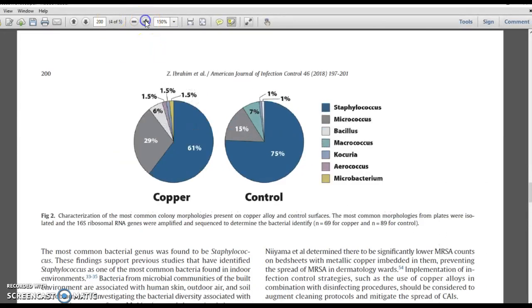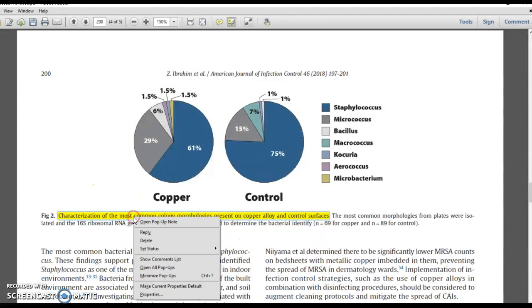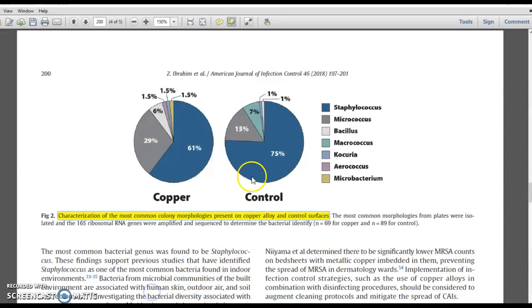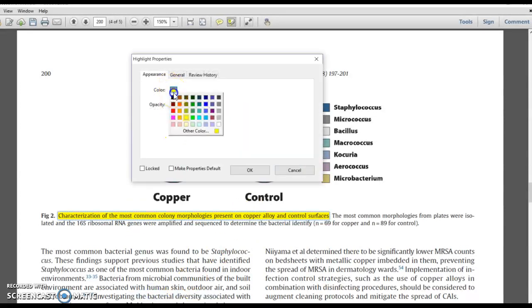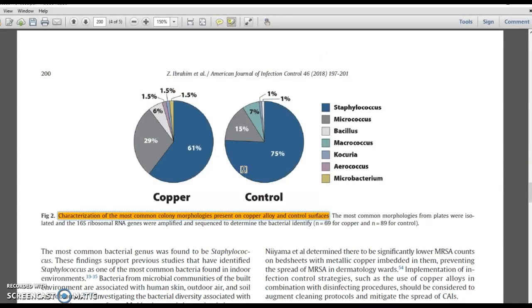So I'm going to zoom in here, here's figure 2. I'm going to look at the caption, and it's going to tell me what they found, or sometimes it just tells you what they did, and that's what this case is. So this is characterization of the most common colony morphologies present on copper alloy and control surfaces. So what they're doing here is they're characterizing not just the amount of bacteria that they found, but the types of bacteria that they found on the copper versus the control.